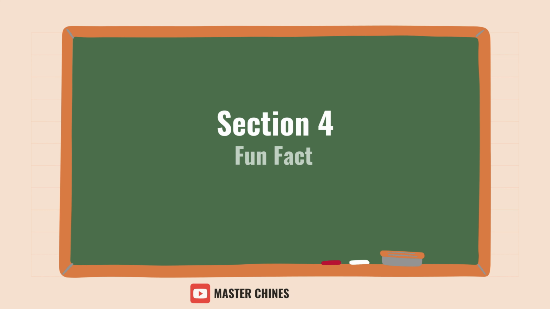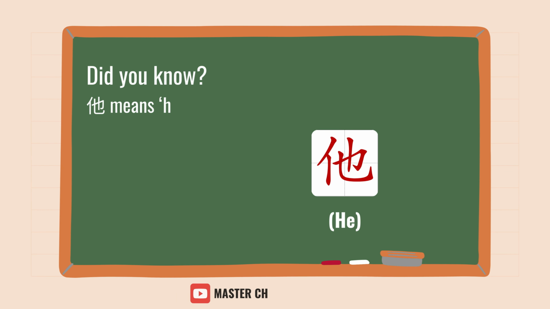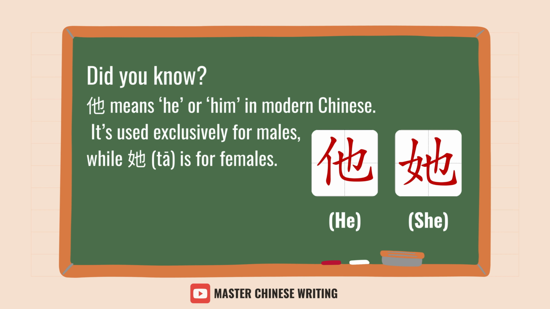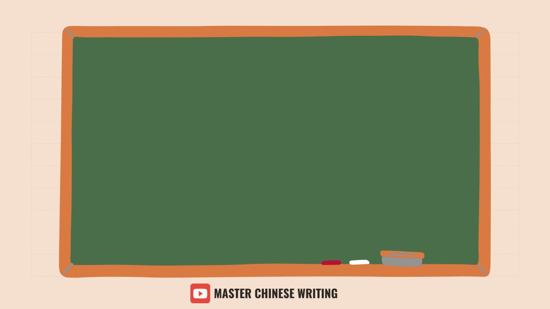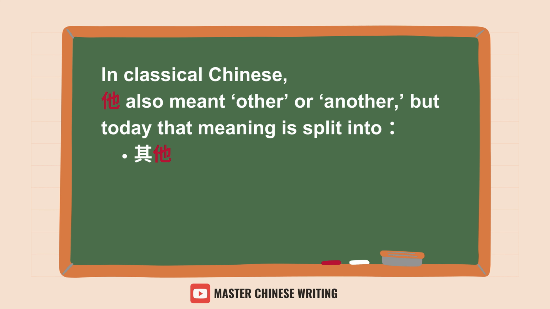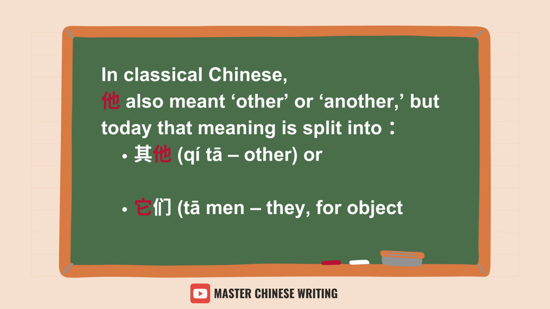Section 4. Fun fact. Did you know? 他 means he or him in modern Chinese. It's used exclusively for males, while 她 is for females. In classical Chinese, 他 also meant other or another. But today, that meaning is split into 其他, other, or 它们, they, for objects.